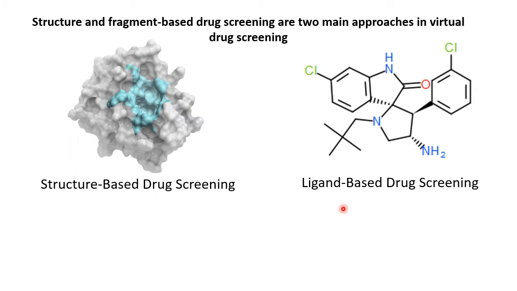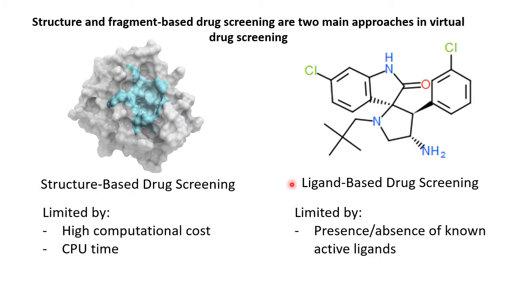Alternatively, ligand-based virtual screening can be employed when there is no known 3D structure of the target protein available. This approach looks for ligands similar in structure to known active ligands, as ligands with similar structures are likely to have similar protein binding properties.